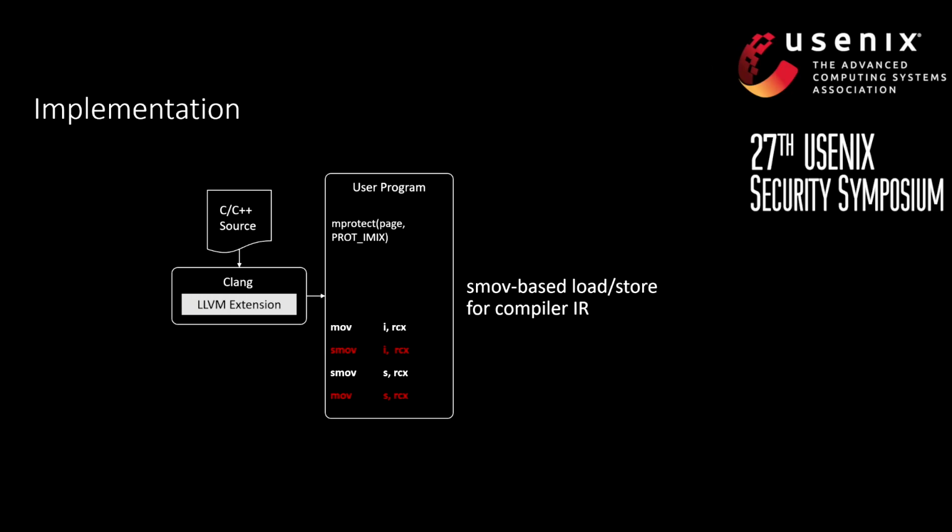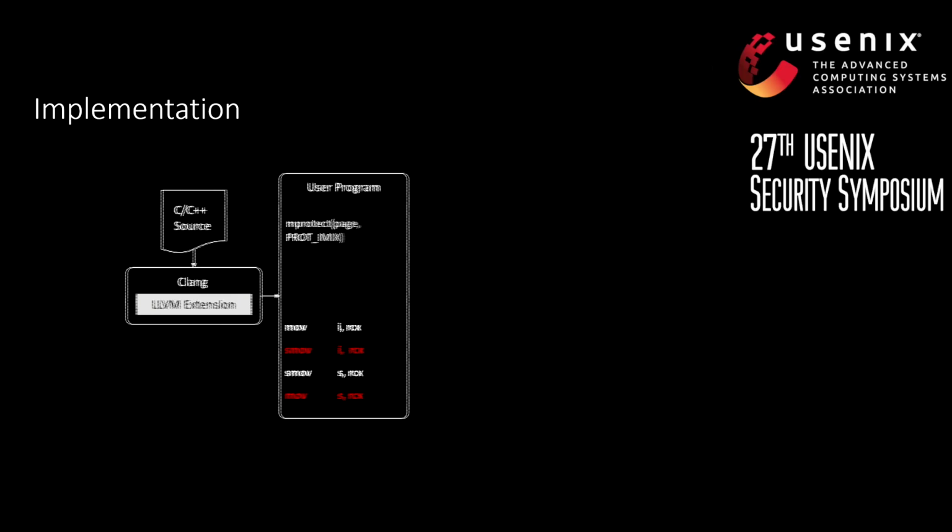How did we implement this? First, we have an SMOV-based load/store representation for LLVM. We did this for the intermediate representation so that this can be used by LLVM passes as well as developers using attributes, and integrated this in our pipeline.